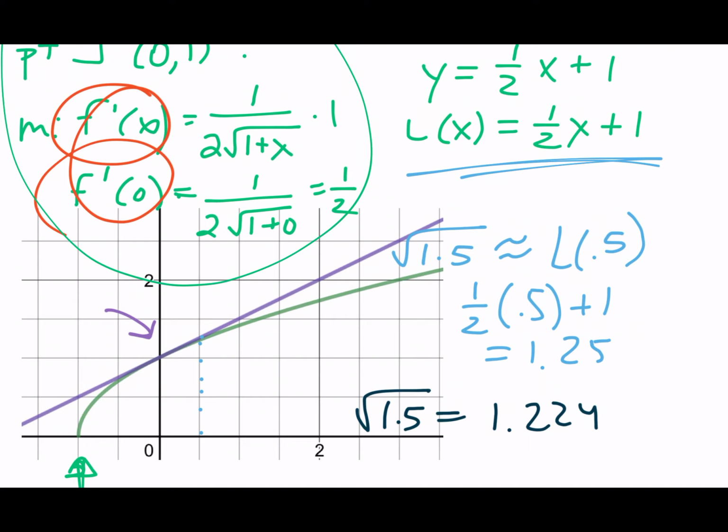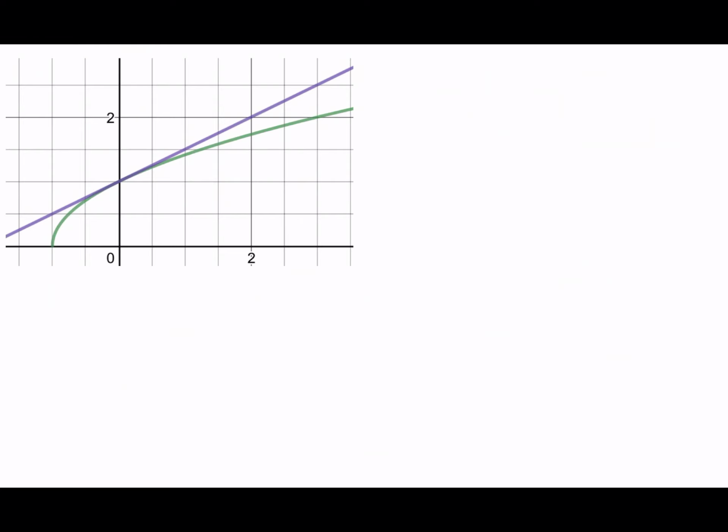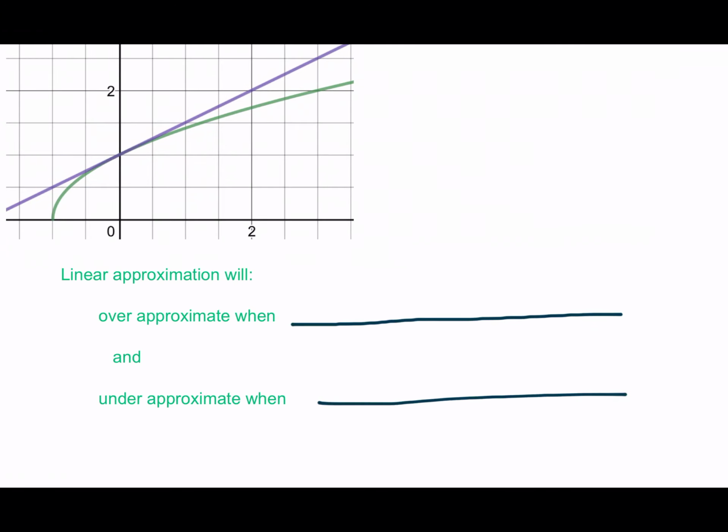I do want to take a second to notice that it is an over approximation. I could see that between these two values, but I could also see it graphically, that the purple tangent line is above the green function, and so it's an over approximation. So this situation gives me an over approximation to my value. My question is, when is that going to be true and when is it not? There's something about the shape of the graph that makes this an over approximation.